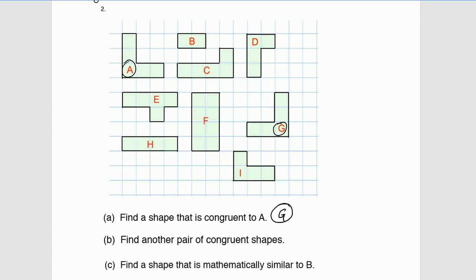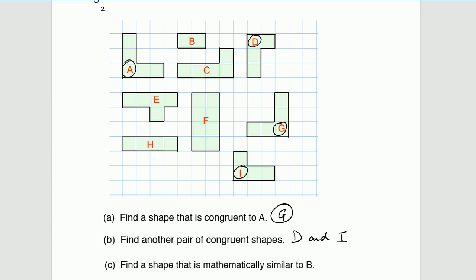Now I want to find another pair of shapes that's exactly the same as each other. And they do have to be exactly the same. And looking on this grid, I can see that the L shape over here of D is the same as the L shape over here of I. It's just again been rotated around, in this case 90 degrees. So D and I are congruent.